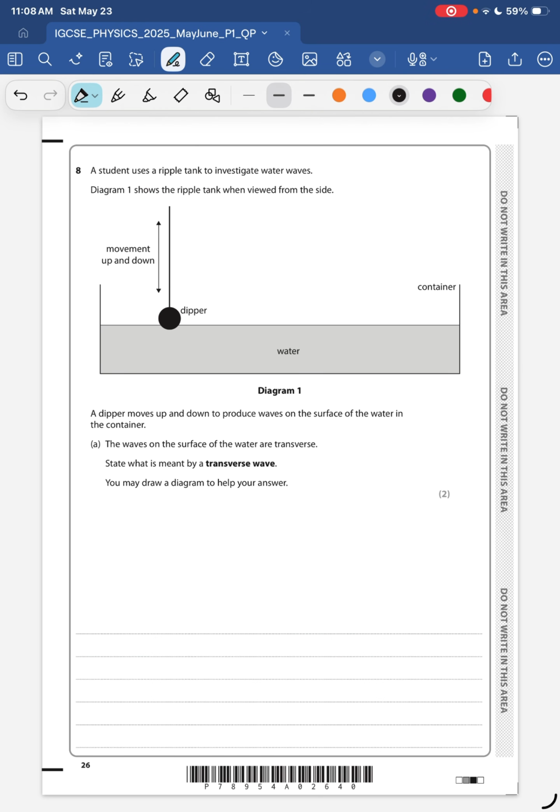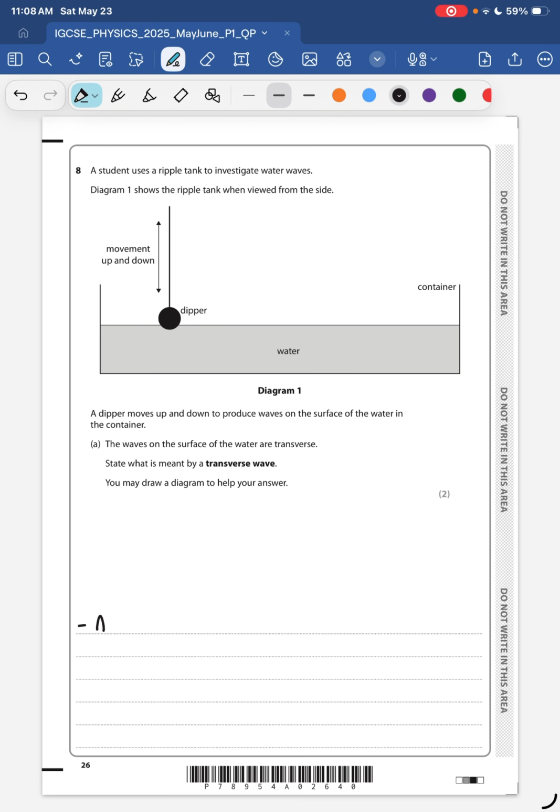Okay, question 8. A student uses a ripple tank to investigate water waves. Diagram 1 shows the ripple tank when viewed from the side. So you have this thing moving up and down, and it makes the water oscillate, I guess, so you have waves forming on the water. A dipper moves up and down to produce waves on the surface of the water in the container. The waves on the surface of the water are transverse. State what is meant by a transverse wave.